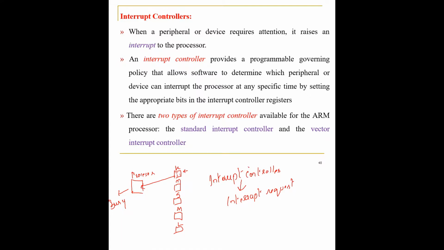Basically, this interrupt controller can be of two types. One is the standard interrupt controller, the other one is the vector interrupt controller. Two types of interrupt controllers are generally available. The standard interrupt controller, what is it going to do? The standard interrupt controller will send an interrupt request to the processor core when the external device is requesting a service.